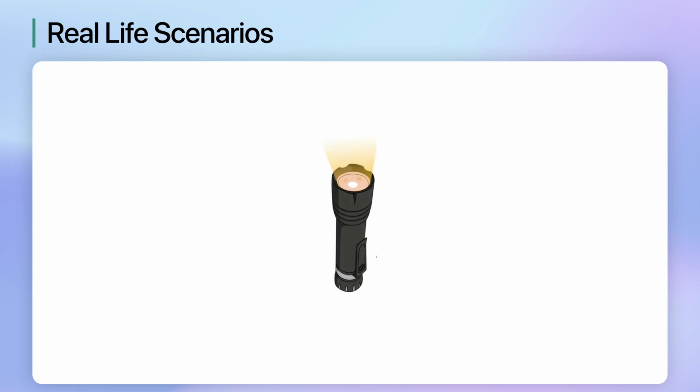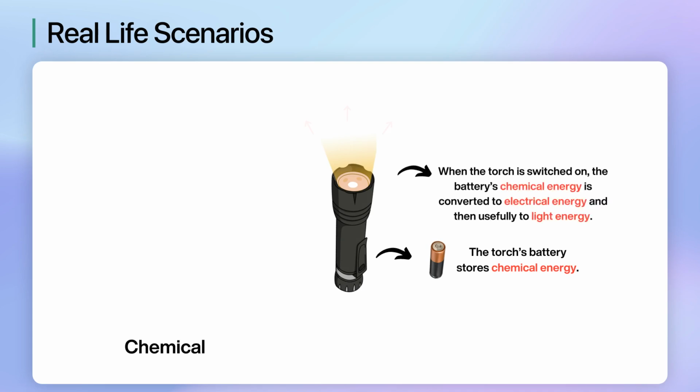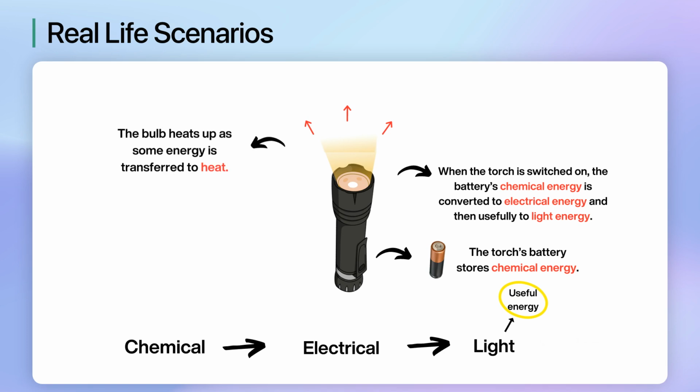Consider a torch. The torch's battery stores chemical energy. When the torch is switched on, the battery's chemical energy is converted to electrical energy, which is then usefully transferred to light energy. Additionally, the bulb heats up as some energy is transferred to heat. Since heat in this case is not a useful form of energy for lighting, we say the energy was dissipated as heat. Nonetheless, the total energy remains the same. It has just changed from chemical energy to light and heat energy.